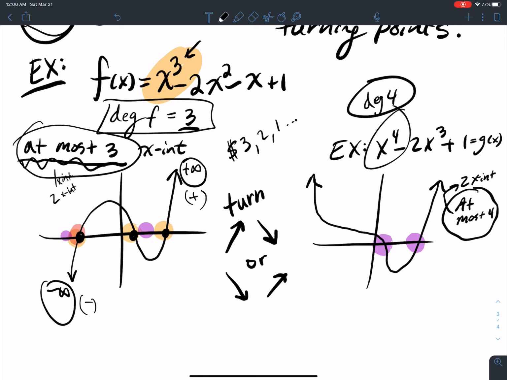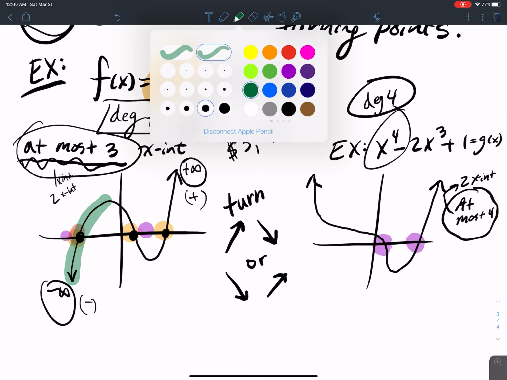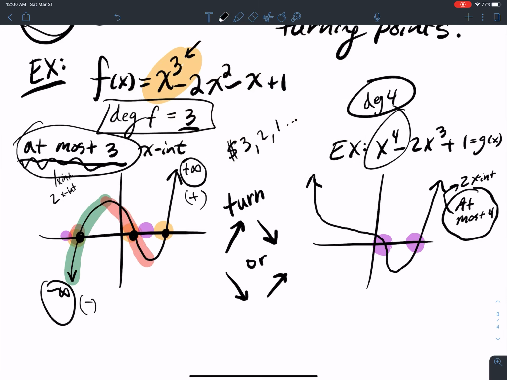Okay? So, how many turns do we have with this? Well, it looks like we're going up, up, up, up, up. And then what are we doing? We make a turn and we go down, down, down, down, down. So that's one turn. And then we go up, up, up, up, up. So there's my second turn right there. So how do I know? Well, the degree is 3, and remember it was n minus 1 turning points, right? So that's 3 minus 1 equals 2 turns. So we turn at most 2 times, and we did turn 2 times.